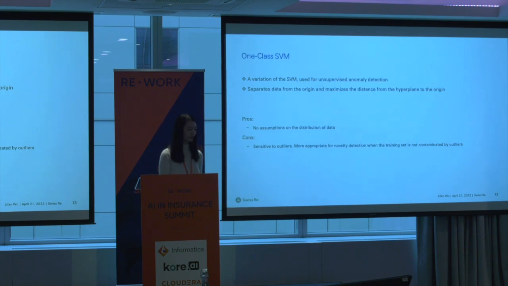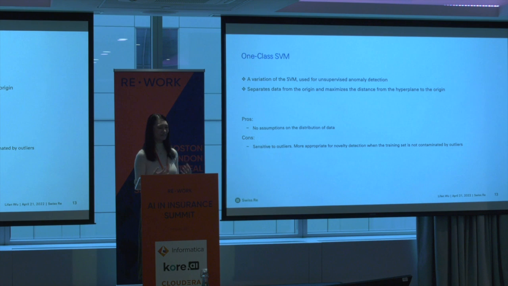The third method is called one-class SVM. So many of you may know what SVM is, right? It's the traditional classification algorithm. And it's trying to learn a hyperplane that separates one class from the others. But now it's called one-class SVM. So what does this one class mean here?